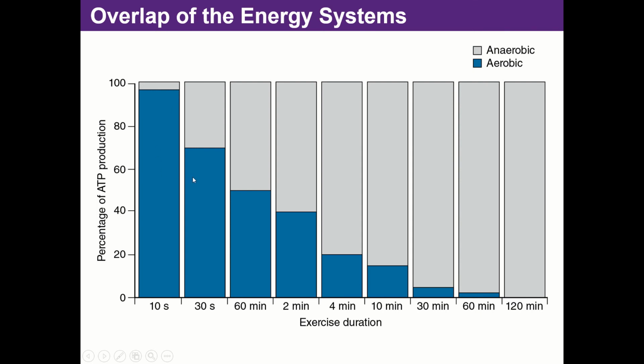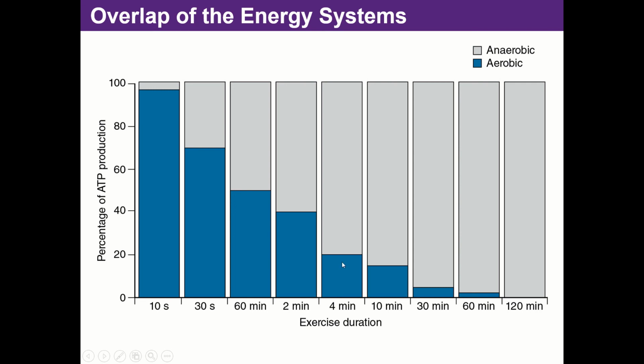If we're running our 200, 70% is anaerobic. Where it says 60 minutes should be 60 seconds, because again, they weren't real careful making this graphic. So if you're running, give or take, a 400-meter dash, now you're at about 50-50. And then going all out for 2 minutes, so maybe you're at an 800 if you're a really good runner, now you're at 40%, right?